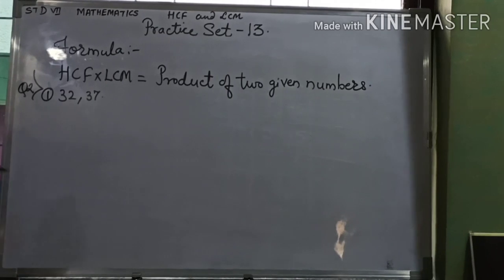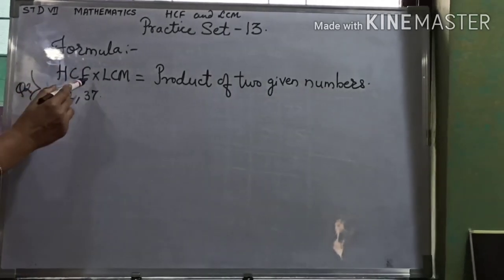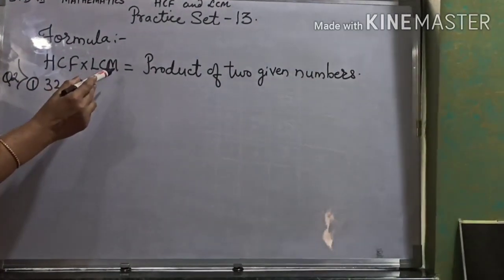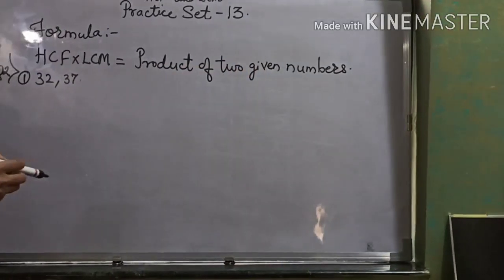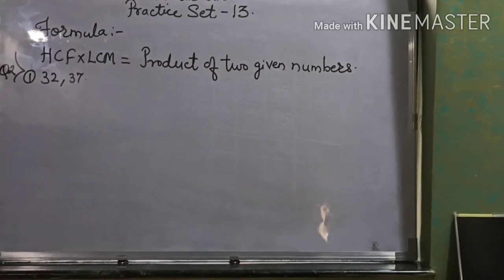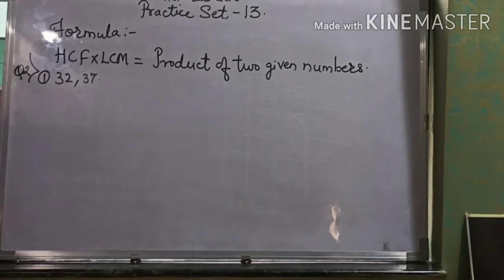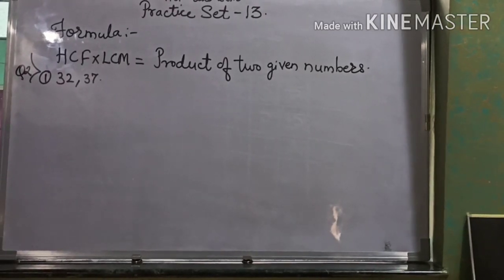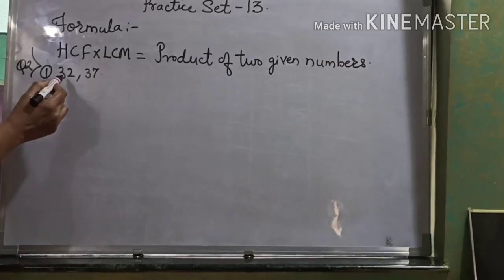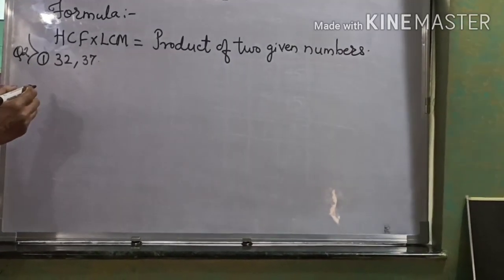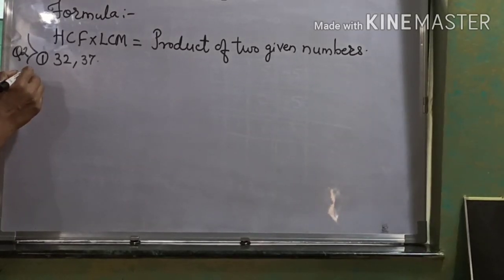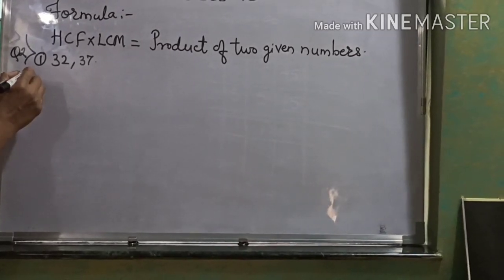Now we are going to learn about the formula HCF multiplied by LCM is equal to product of two given numbers. So this we can verify by solving few sums from question number 2. So if we take the example 32 and 37. Now 32 and 37 are co-prime numbers. Therefore only 1 is the common factor.